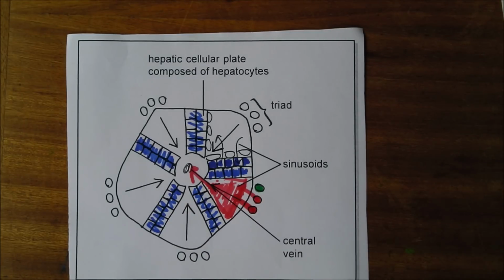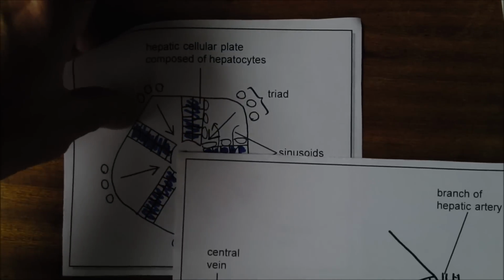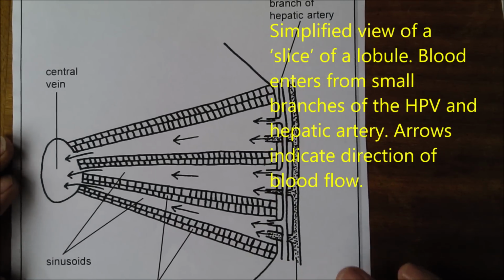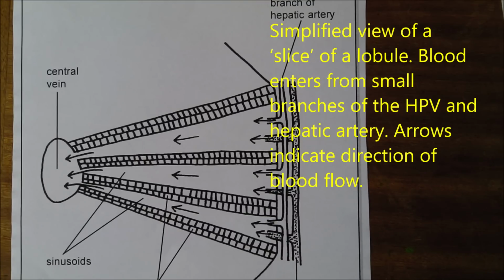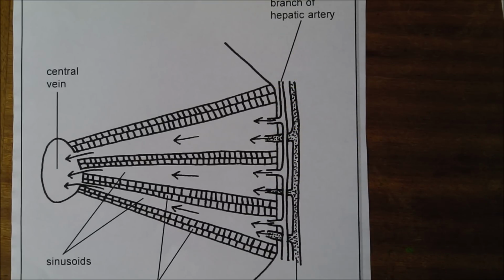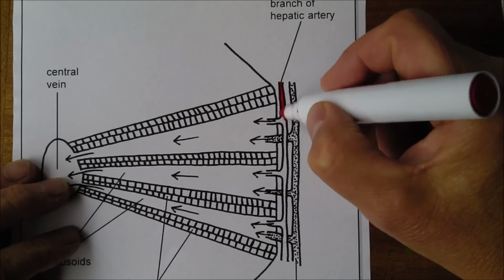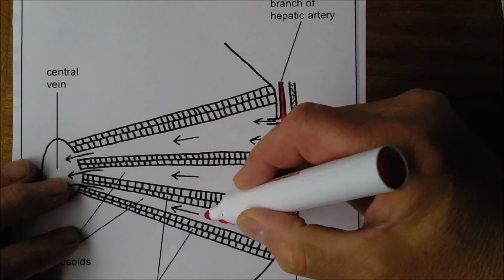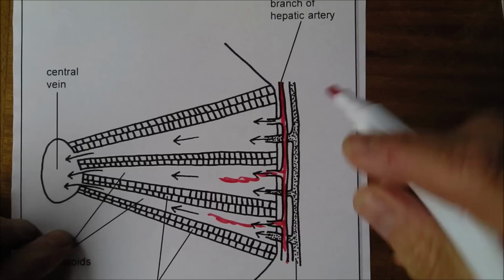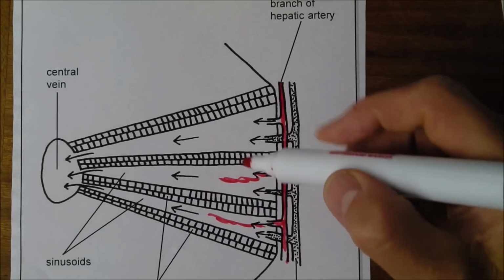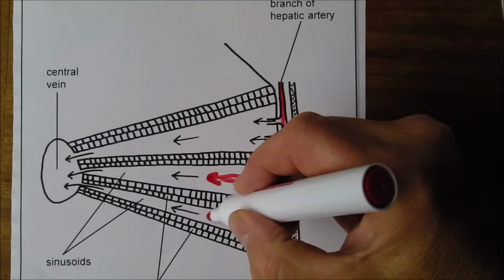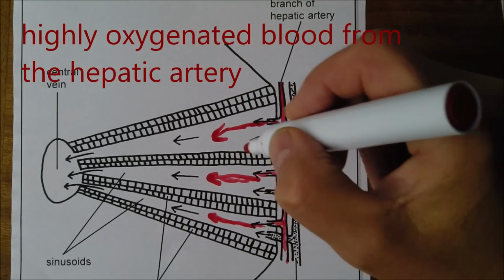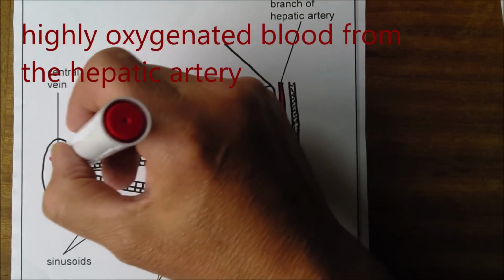And if we look at that in another diagram, it's quite complicated this, so the best thing to do is just look at several diagrams to try and explain it. So what we have on this diagram is a branch of the hepatic artery just here, putting blood into the sinusoid. So this is a sinusoid, these are sinusoids here. The blood is flowing in this direction, from the outside of the lobule to the centre of the lobule, towards this central collecting vein here.